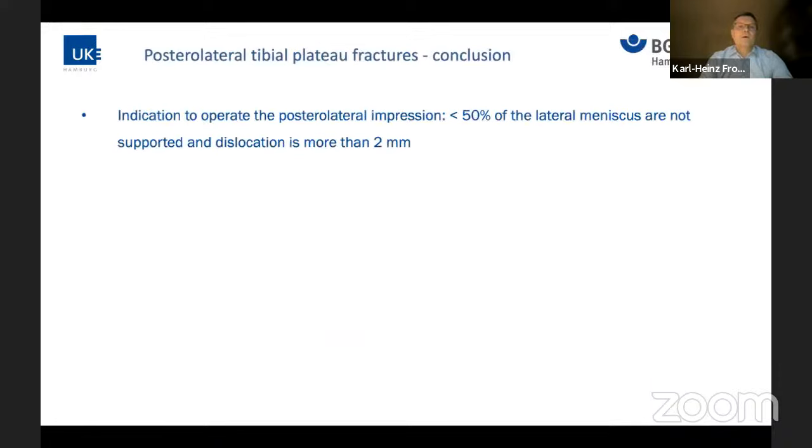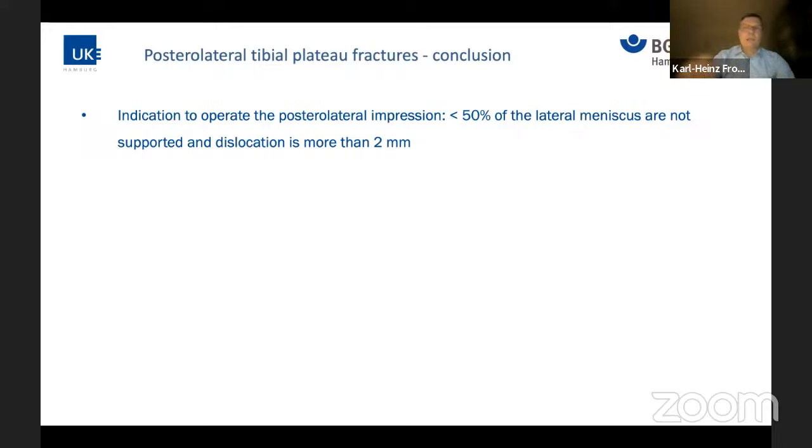So, my conclusion, to come to the end of my talk: the indication to operate on a posterolateral impression, with the current knowledge we have, especially biomechanical knowledge, is if the posterior horn of the lateral meniscus is supported less than 50% by the tibial plateau and the depression of the lateral tibial plateau is more than 2 millimeters. We strongly recommend to fix that, to elevate it, especially if the ACL is ruptured. If the ACL is intact, you can think about whether this is an indication or whether you should set the level for surgery a little bit higher.